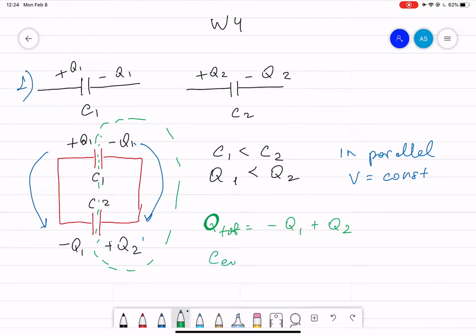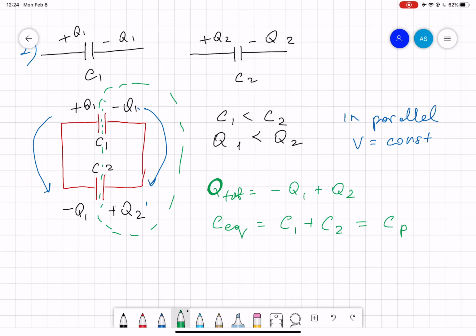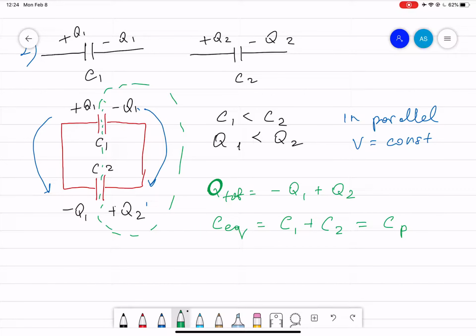you have to find the C equivalent capacitor. When the capacitors are connected in parallel, it will be C1 plus C2. This is C in parallel. If the V is constant across each capacitor when they are connected in parallel, then we can say that V is equal to Q total divided by the C equivalent. That means Q total in our case is minus Q1 plus Q2, divided by C1 plus C2.